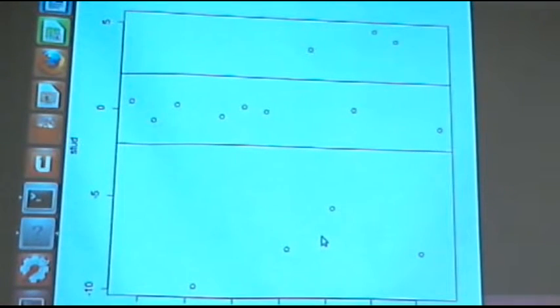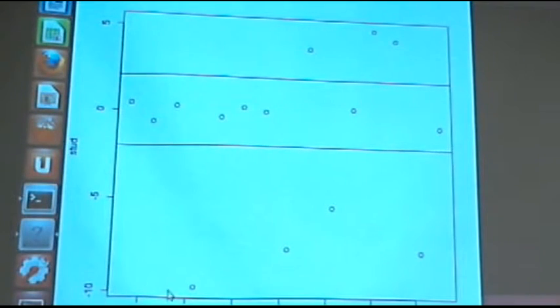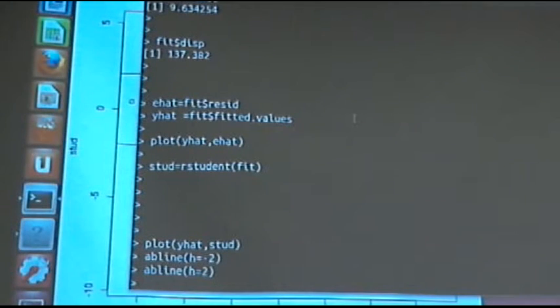But after looking at the studentized residuals, if this is real data, I would try to investigate these points, especially these low ones. It's like they don't belong. Any questions on that? Okay. Well, then we can continue with the lecture.